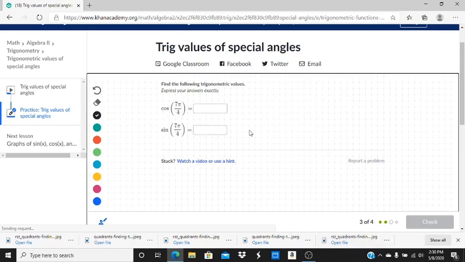All right, 7 pi fourths. Okay, so this is a different angle. That's good. Let's draw it out.